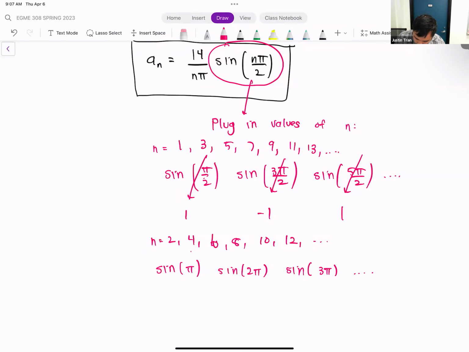Okay. What is sine of pi? Sine of pi is just 0, right? Sine of 2 pi, also 0. Sine of 3 pi, also 0. Okay.